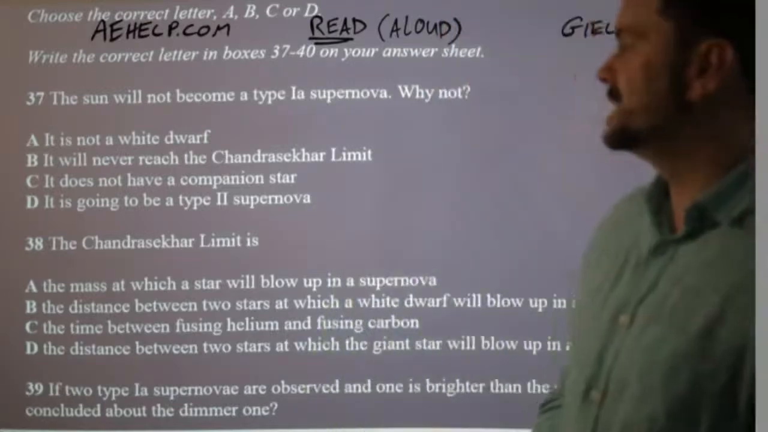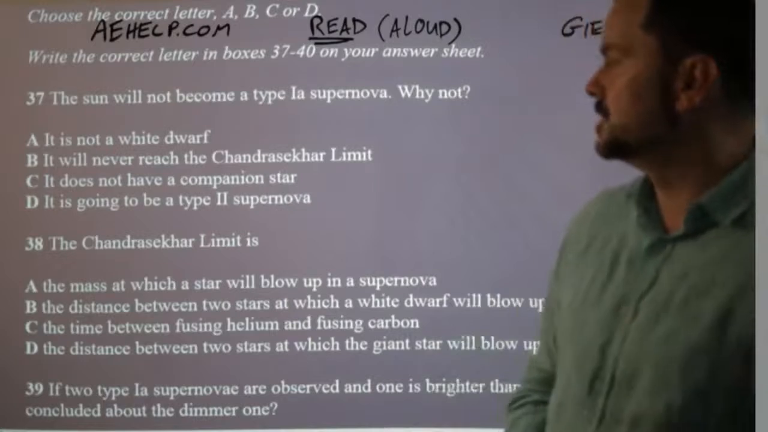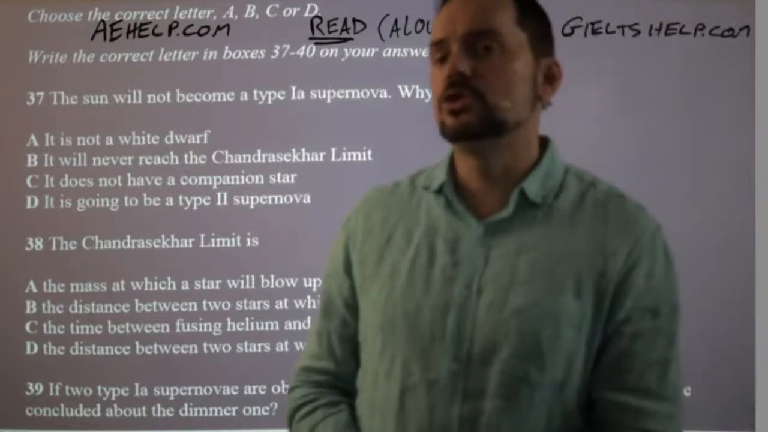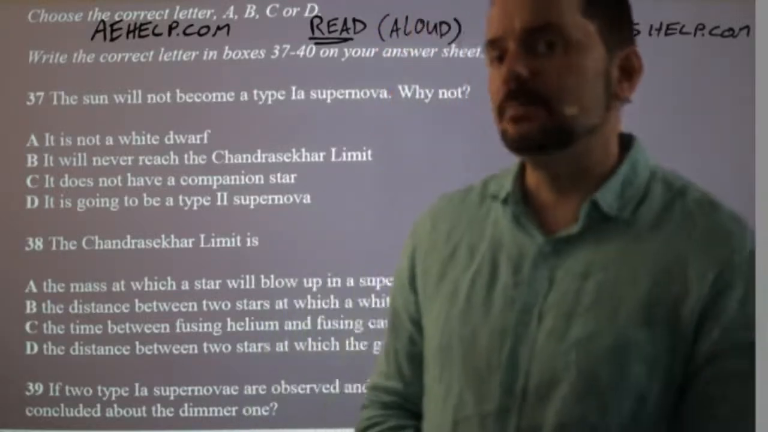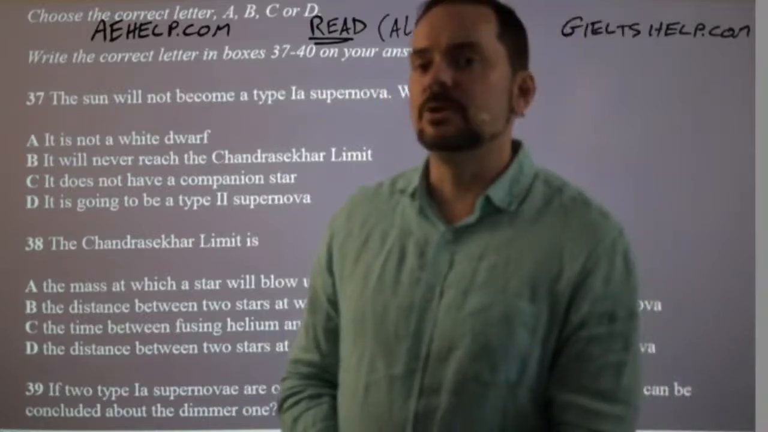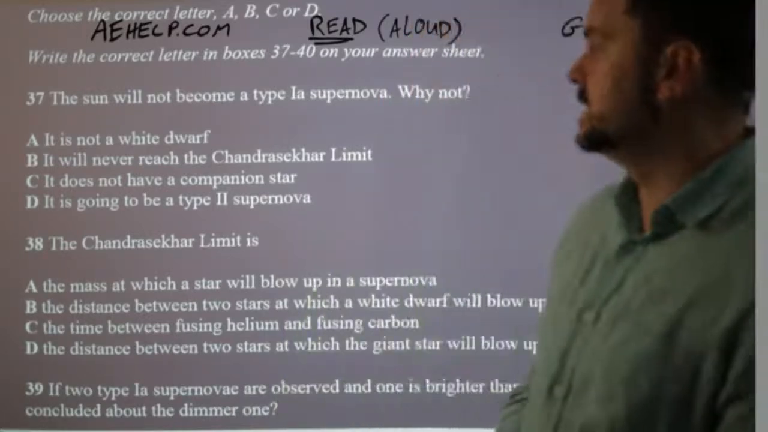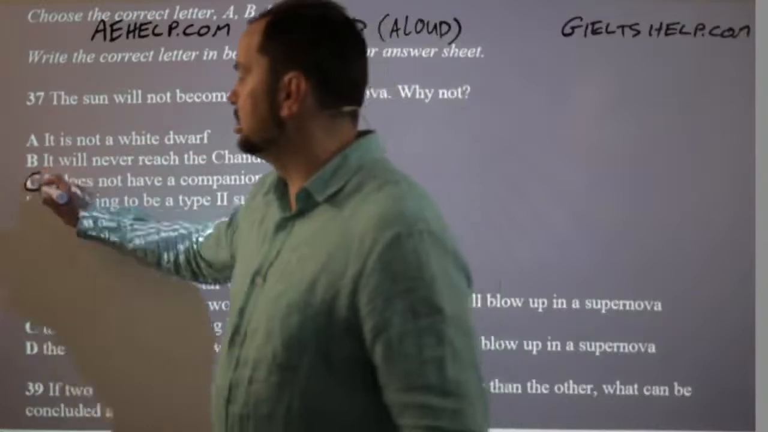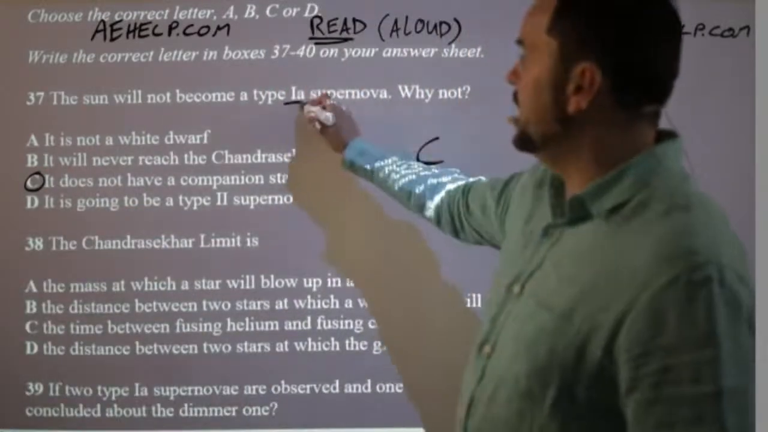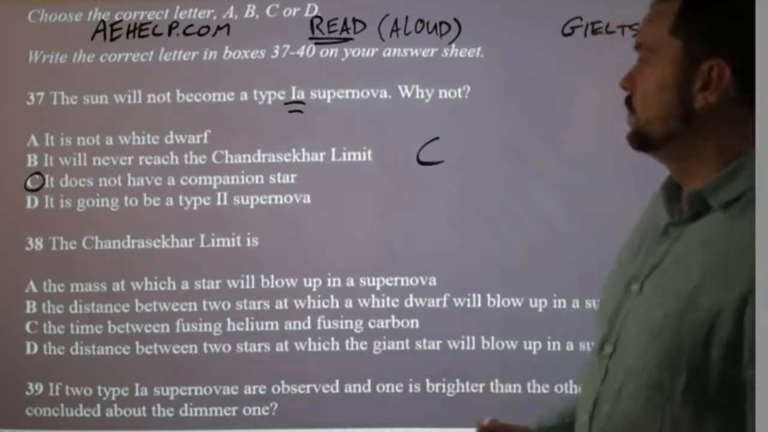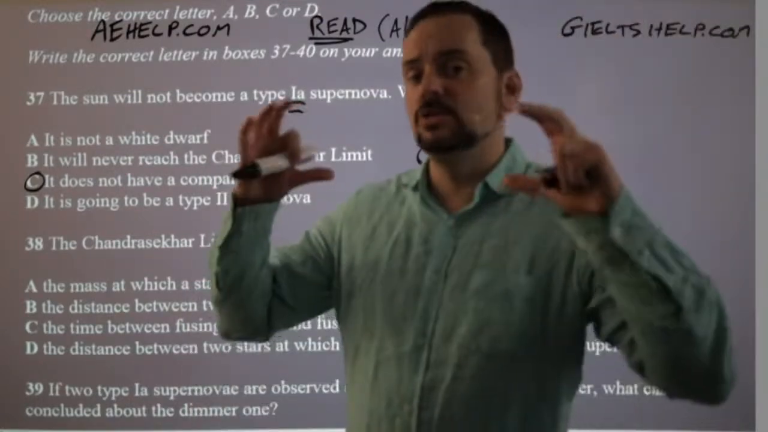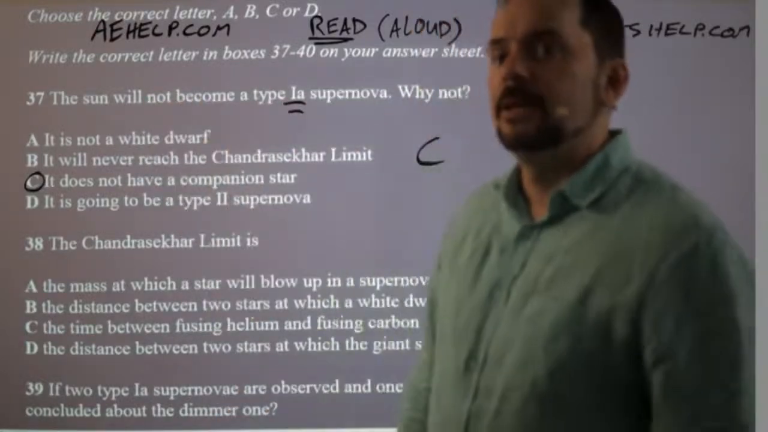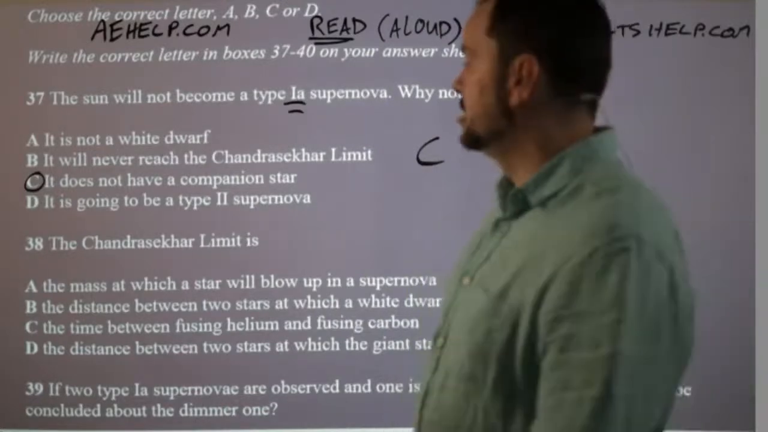So David says 37 is B. It will never reach the Chandrasekhar limit. Not really, David, because that would be a type 2 supernova. What's needed for a type 1a supernova? So Rashika says C. It does not have a companion star. Yeah, absolutely. C is the correct answer, because for the type 1a supernova from paragraph C, we know that it needs 2 stars. Okay, so there have to be 2 stars that are kind of moving around a common point. Okay, it doesn't have a buddy, David. It doesn't have a friend star.